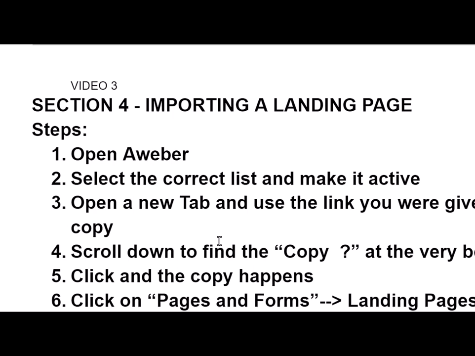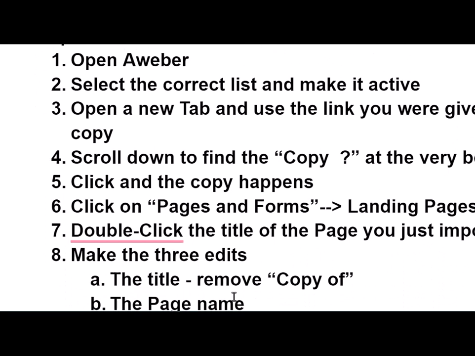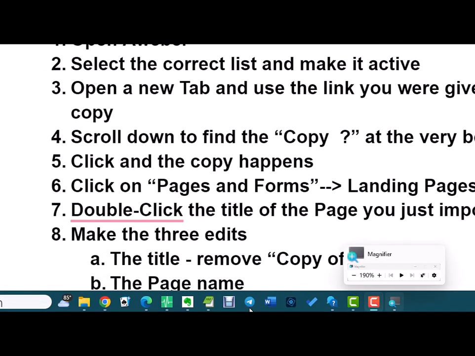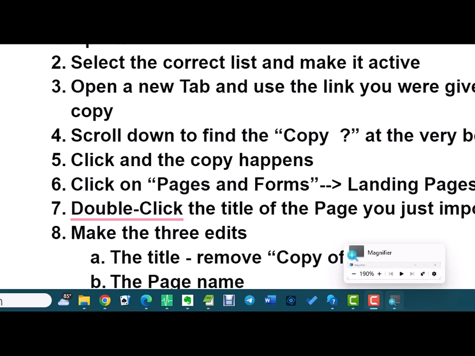So once we've clicked on that and we've downloaded it, then we're going to go to the left menu in our account, and it's going to say pages and forms. We click that. It opens up a submenu or some pieces underneath it. We pick landing pages. You will see your new landing page out there with the words copy of on the beginning. Double click the title, that name, and we're going to go inside and we're going to do 3 edits. First, I get rid of that copy of in the title.